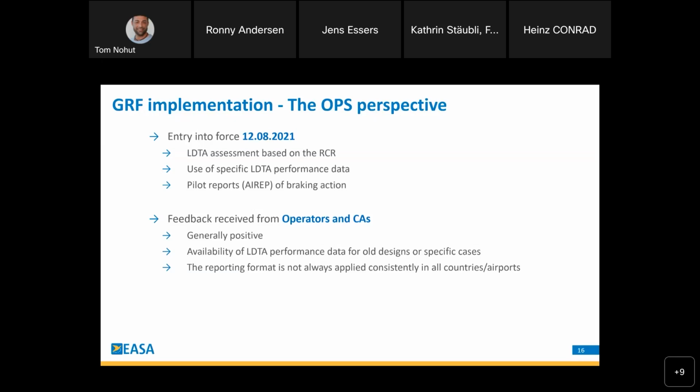The ops rules related to the GRF entered into force in August 2021, like the rest of the GRF package, and basically they were introducing three requirements, the first of which was to require an assessment of the landing distance at time of arrival based on the runway condition report in the GRF format. Then the use of specific performance data for the time of arrival. And then finally, to close the loop, the requirement for the pilots to report back in case the braking action encountered during the landing roll was different from the one expected on the basis of the runway condition report, so that the aerodrome has input to decide whether or not there is a need to reassess the runway surface condition.